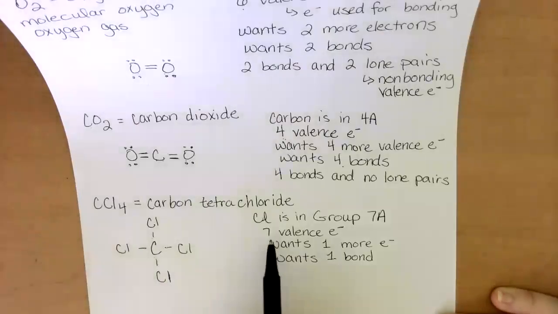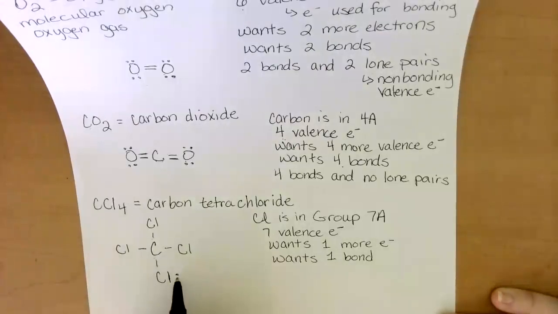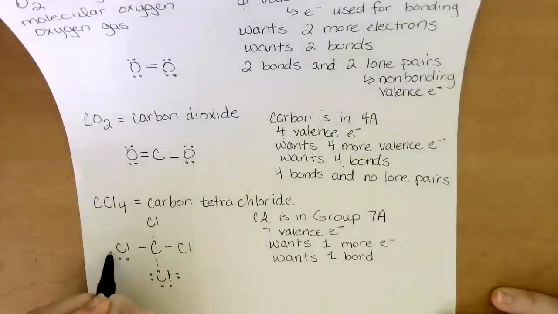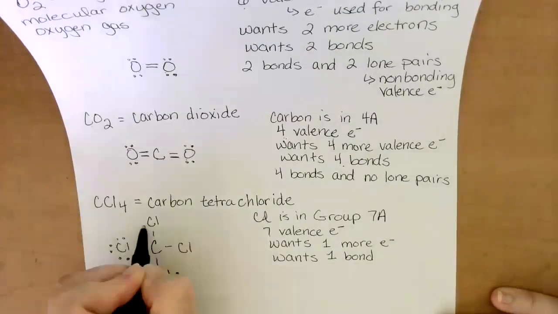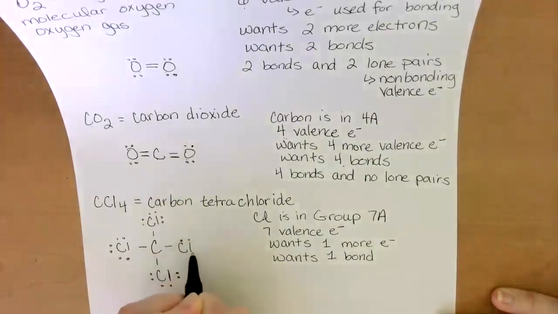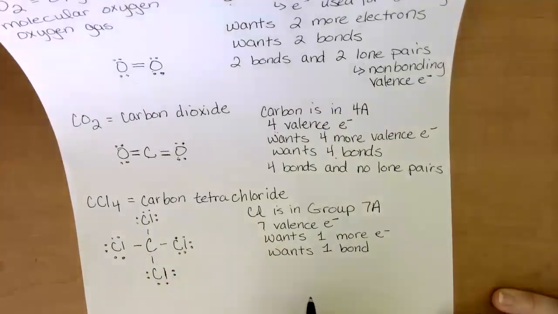But the chlorine atoms, they started with 7. They've used only 1 to form that bond. That means that each of these chlorine atoms has an additional 6 valence electrons. Note where I'm drawing them. I do not draw the 2 electrons on this side. That side's already full with the 2 electrons in the bond. I draw the other 6 electrons like a picture frame around the atoms. And we go zooming around, filling in all those valence electrons. And now our carbon tetrachloride is complete.